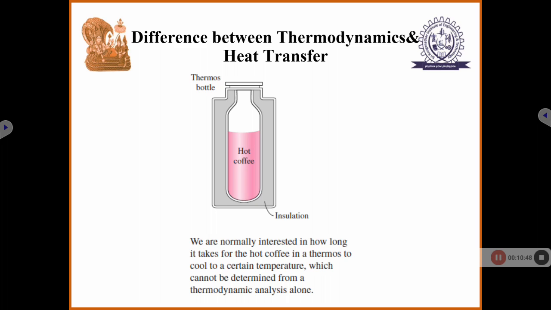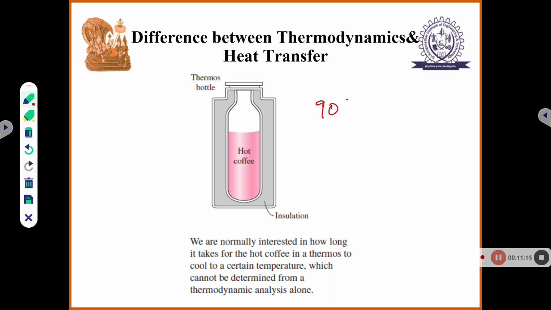We can determine the amount of heat transferred from this thermos bottle, where inside we have coffee. We can determine the amount of heat transfer from the thermos bottle as the hot coffee inside cools from, let us take, 90 degrees Celsius to 80 degrees Celsius. By thermodynamics alone we can determine the amount of heat transfer.